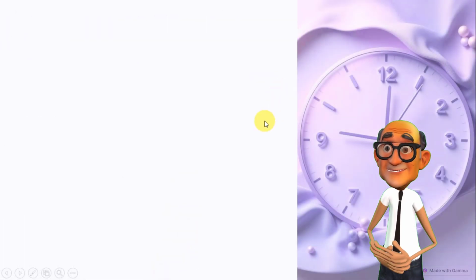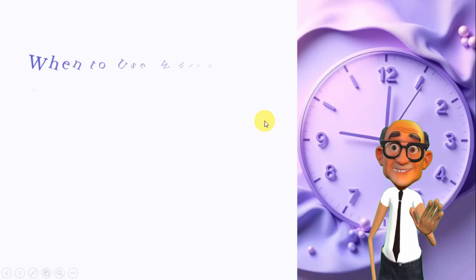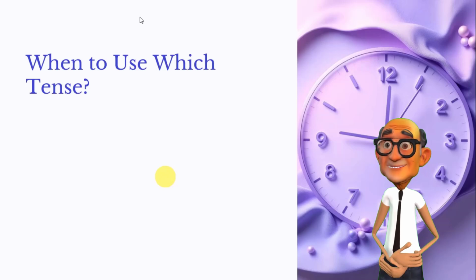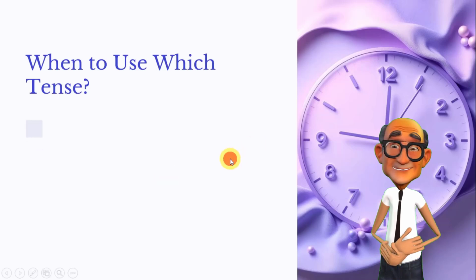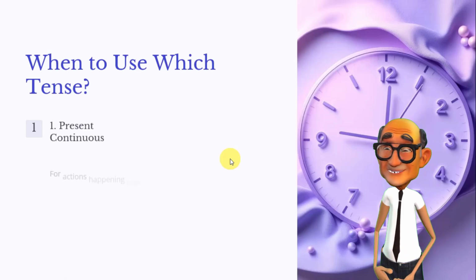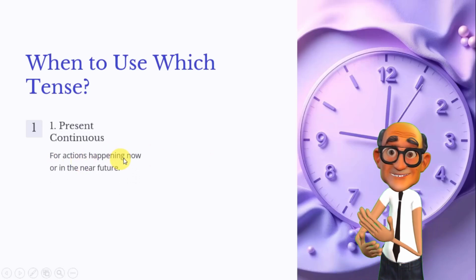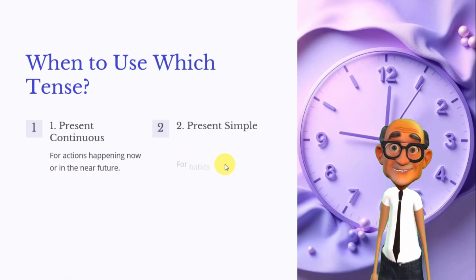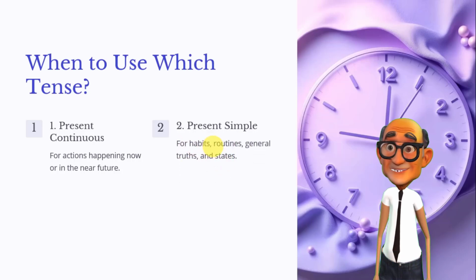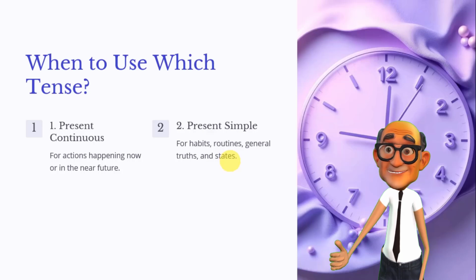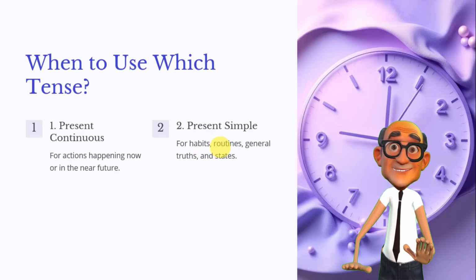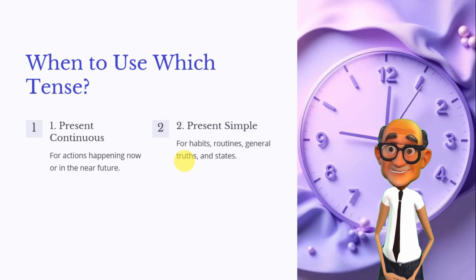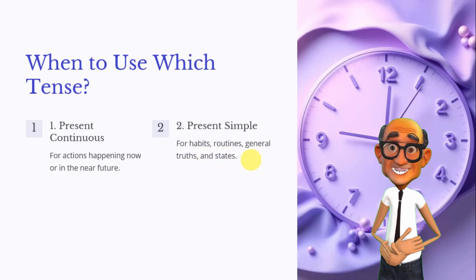Okay. A beautiful clock that we've got here to show the time. When to use the tense. Righto. Let's look into it. Firstly, present continuous is for actions happening now or in the very near future. The present simple is for habits, routines, general truths, and statements. Habits are like brushing your teeth every morning, routines are like I walk to work every day, general truths are like the sun sets in the west, and states or whatever.